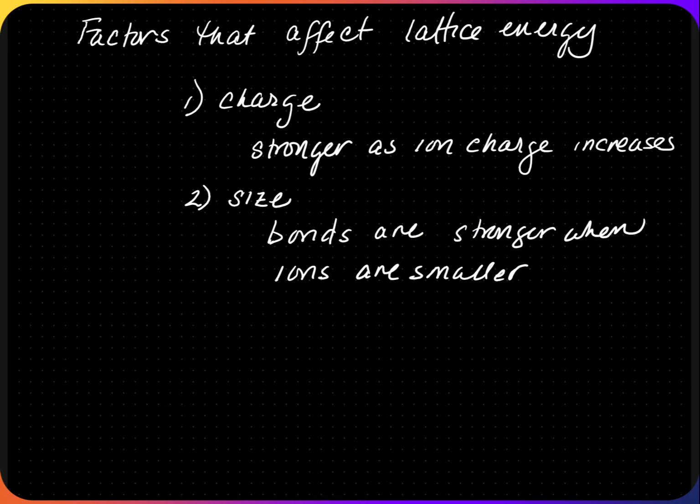From the lattice energy equation, you could determine the factors that affect the lattice energy. One is the charge. The greater the charge of the ion, the stronger the lattice energy. Ionic bond is held tighter. Size of the atom also affects the lattice energy. Bonds are stronger when ions are smaller because lattice energy and radius are inversely related.